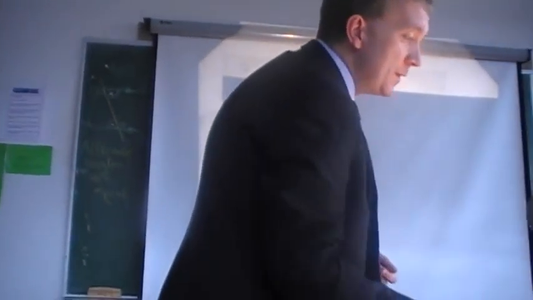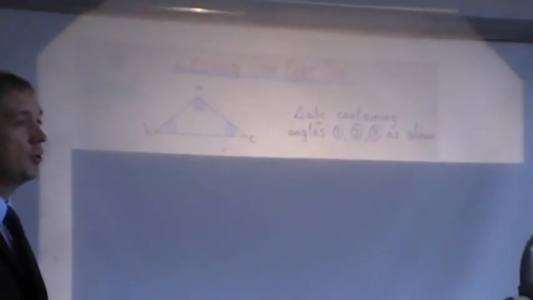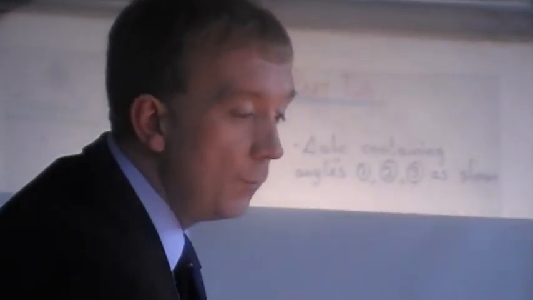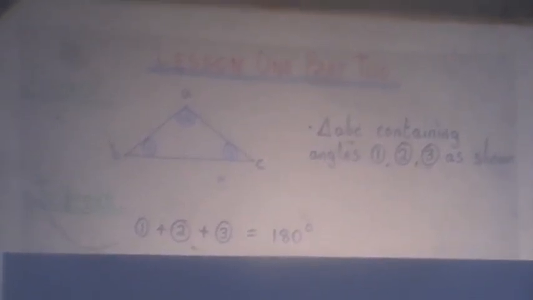Okay, so we look at the theorem now. Right, so the first thing, and again now lads, what's very important is the layout of the theorem. We're starting off with given. We start off with a triangle ABC containing the angles 1, 2 and 3. And again, it's point format. You're given the triangle ABC containing angles 1, 2, 3 as shown. What do we want to prove? We want to prove that the three angles add up to 180. So you want to prove that 1 plus 2 plus 3 equals 180 degrees.